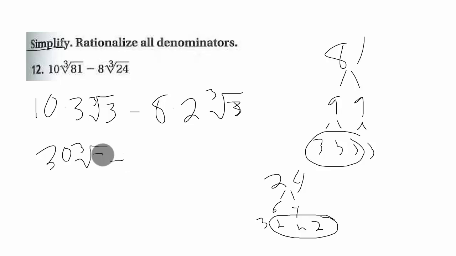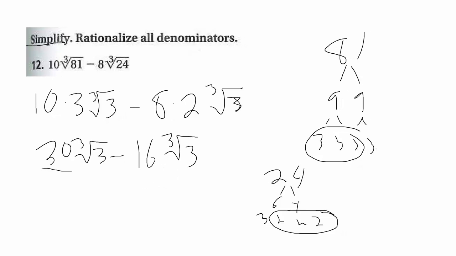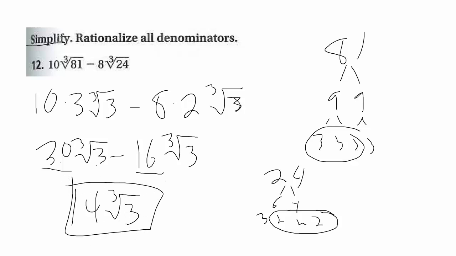So, oops, I didn't write the 3 here. Got a bad stylus today. 16 cube root of 3. Now these are like terms. So this is like 30 potatoes minus 16 potatoes, or you can think of it as 30x minus 16x. Think of it in terms of like terms algebraically. So we're going to get 14 cube root of 3. So make sure you reduce first, and usually if you reduce, the terms can be combined.